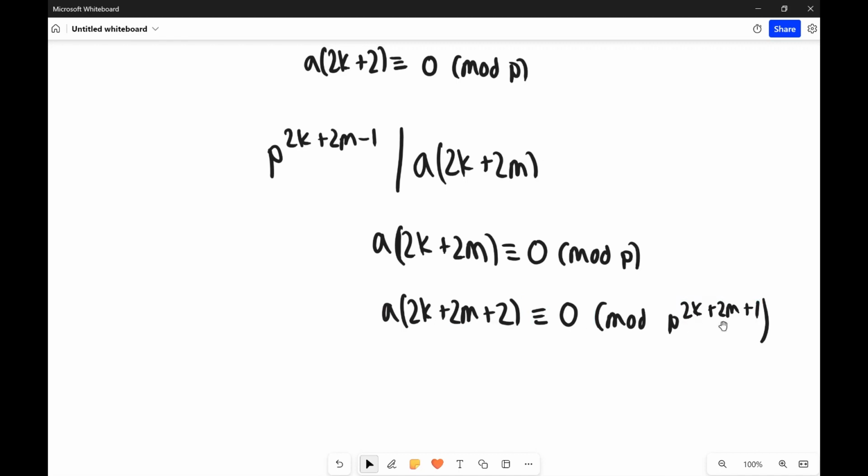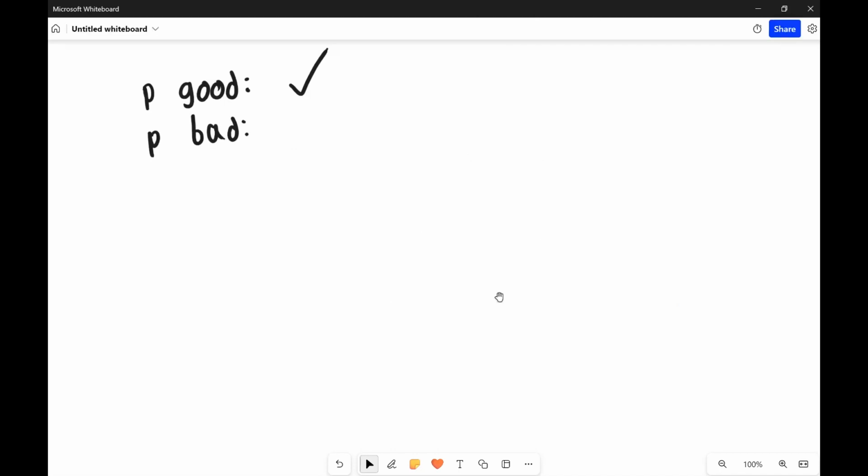So if we keep increasing m, we end up proving the problem for all good primes p. Now that we've solved the problem for good primes p, we turn our attention to the bad primes p, in which case there's no even integer k such that a of 2 to the k is equivalent to 0 mod p. No such k exists.